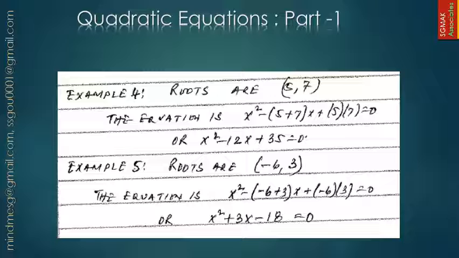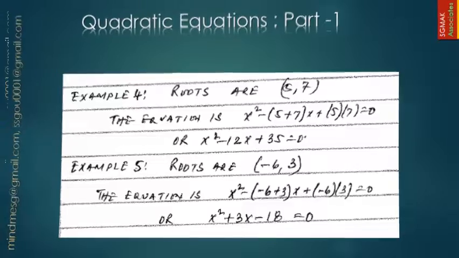Example, roots are minus 6 and 3. So the equation is x squared minus the sum of the roots, minus 6 plus 3, plus the product of the roots. So that comes out to be x squared plus 3x minus 18. Okay.